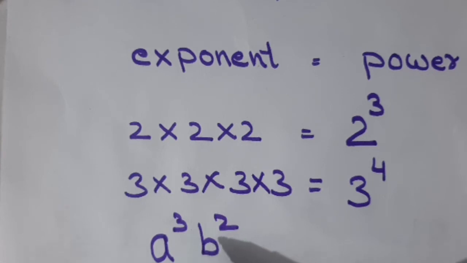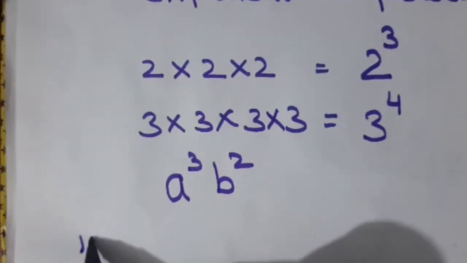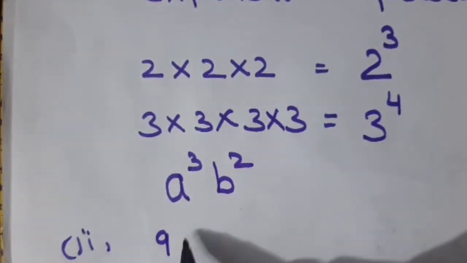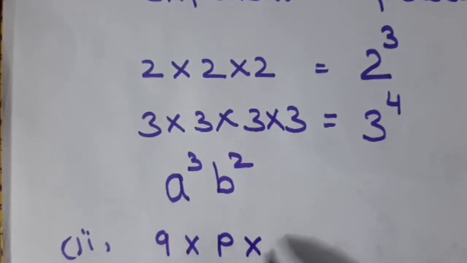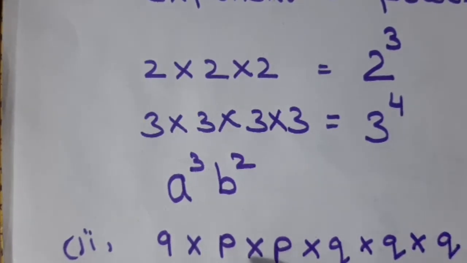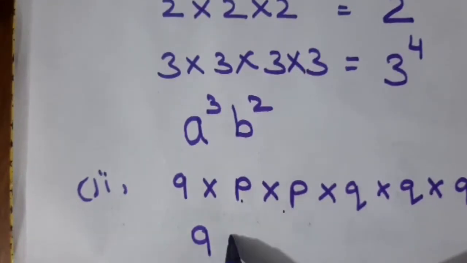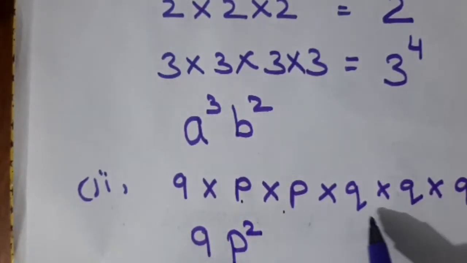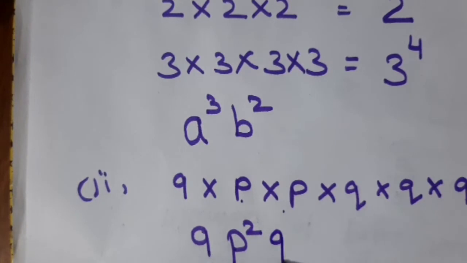Now come to the second part. Second part is 9 into P into P into Q into Q into Q. Here first I will write 9. Here P is 2 times, so I will write P 2 times, and Q is here 3 times, so I'll write Q 3 like this. Here power of P is 2 and power of Q is 3. So it is 9 P raised to power 2 Q raised to power 3.